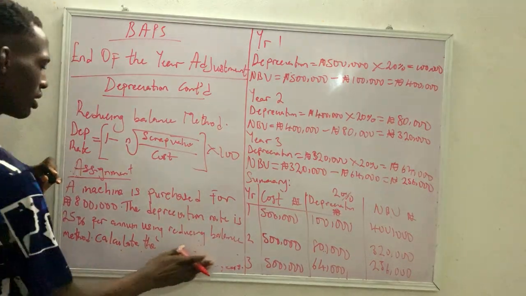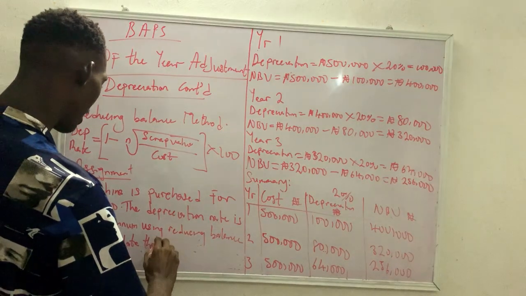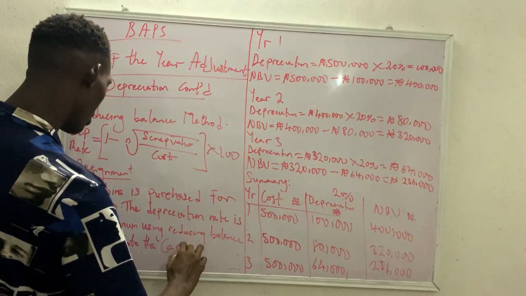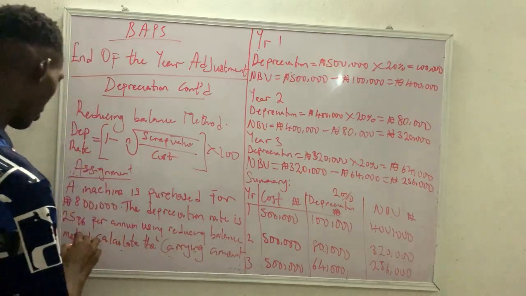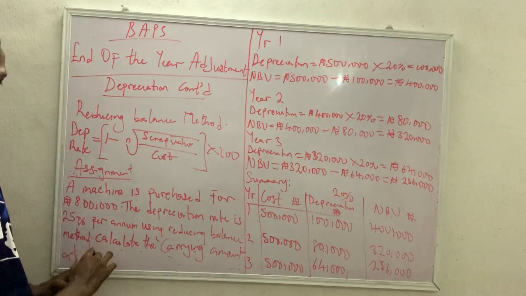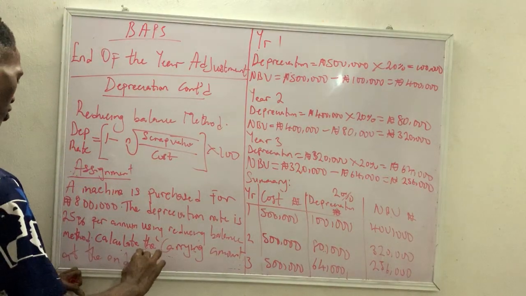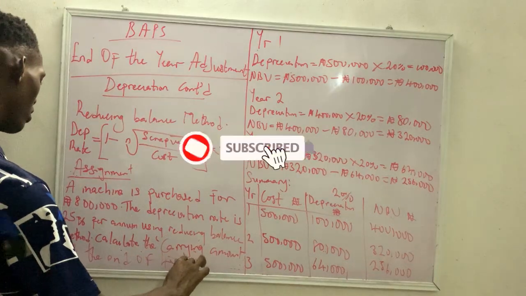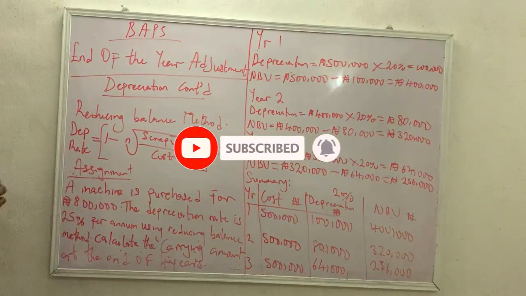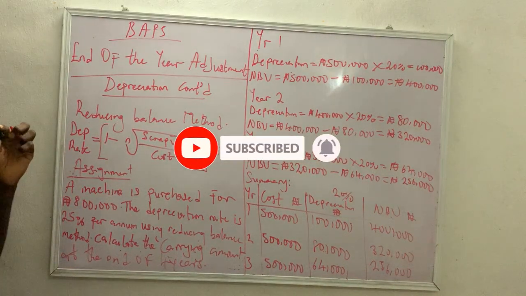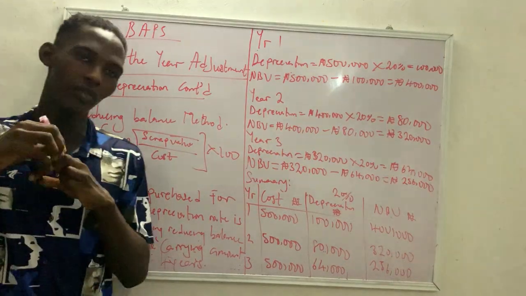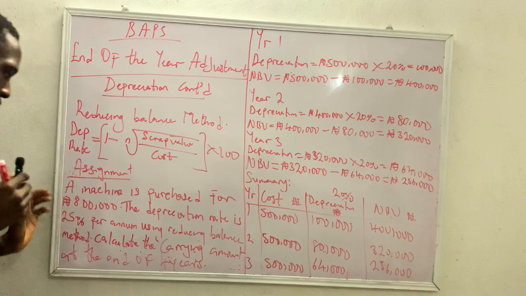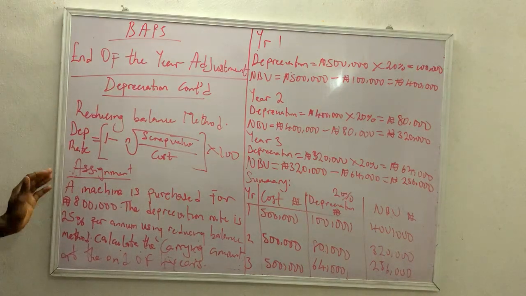So what I need you to do is calculate the carrying amount at the end of 4 years. So give me the carrying amount at the end of the 4 years and write your answer in the comment section. Let me give you space to write this. You can press pause now.